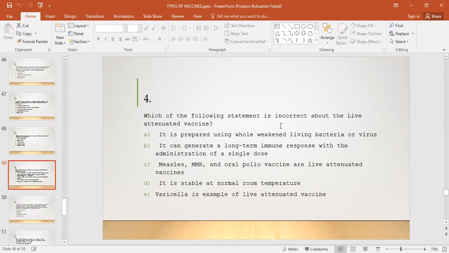Which of the following statements is incorrect about the live attenuated vaccine? It is prepared using whole weakened living bacteria or virus. It can generate a long-term immune response with the administration of a single dose. Measles, MMR, and oral polio vaccine are live attenuated vaccines. It is stable at normal room temperature. Varicella is an example of a live attenuated vaccine. D. D is the right answer. Yes, D is the right answer. It is stable at normal room temperature.